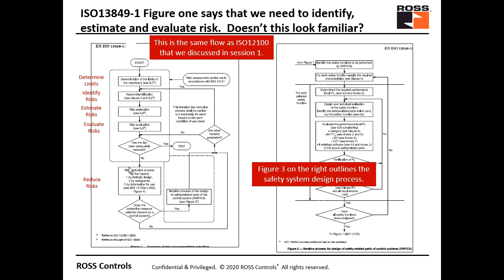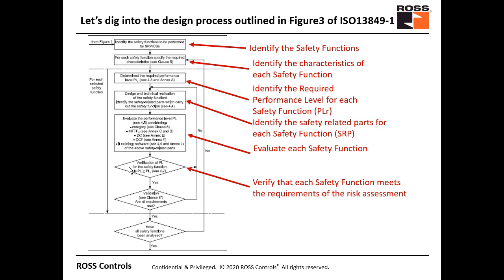So if we're going to reduce the risk, we need to follow a process. That's where figure 3 on the right-hand side of the page comes in. I'm going to dig into figure 3 in the next few slides, but it gives us a systematic risk reduction approach, okay? So once we have done the risk assessment, we need to identify the safety functions.